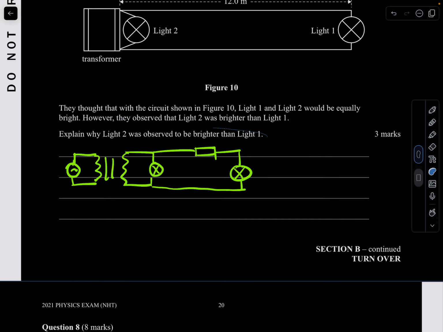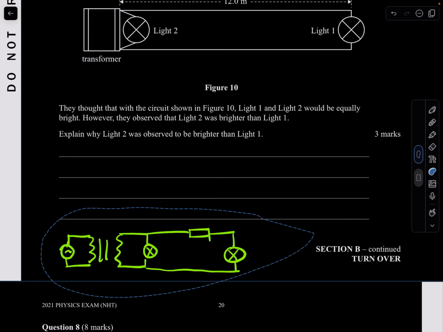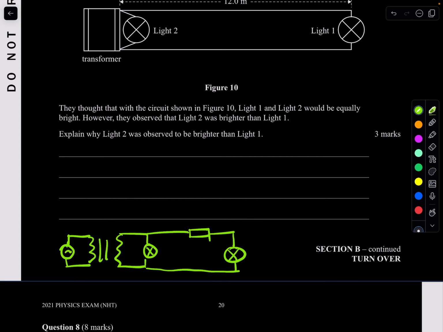And so, let's see what the question's going to ask us. They thought that with the circuit shown in figure 10, light 1 and light 2 would be equally bright. However, they observed that light 2 was brighter than light 1. Explain why light 2 was observed to be brighter than light 1. Easy. Let's have a deep analysis of parallel circuits.